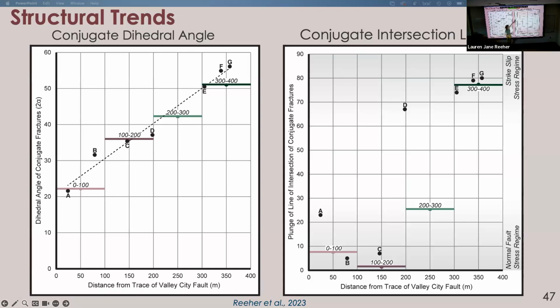Whereas the plunge of the intersection line, when it's near zero, that would be a normal stress regime, and when it's vertical, it would be a strike-slip stress regime. That seems to be more of a flip at about 200 to 300 meters away from that Valley City Fault.